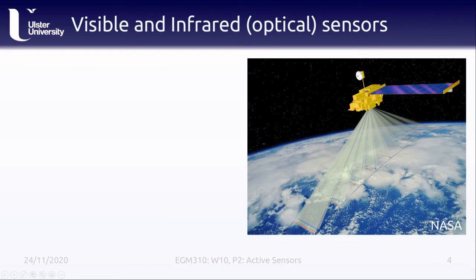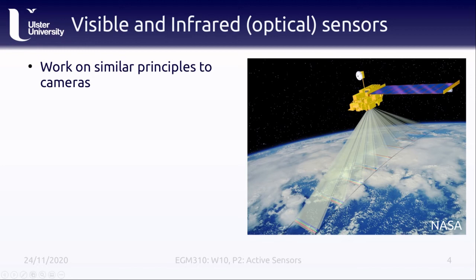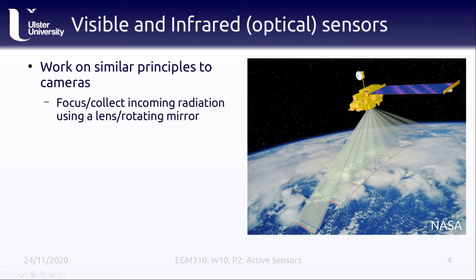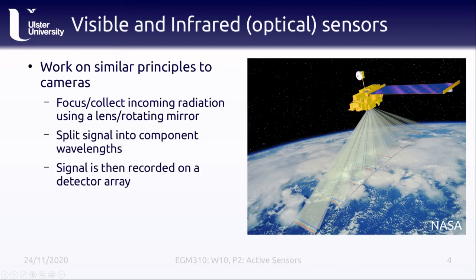The next type of passive sensor that we'll learn about are what are called optical or visible and infrared sensors. These are the types of sensors that we'll spend the rest of the semester working with, as they produce images that feel very familiar to us, unlike sensors that record microwave radiation. Visible and infrared sensors are also known as optical sensors because they work on a principle similar to a camera. They focus and collect incoming radiation using a lens or a rotating mirror. They then split the signal into its component wavelengths, recording the signal on a detector array.